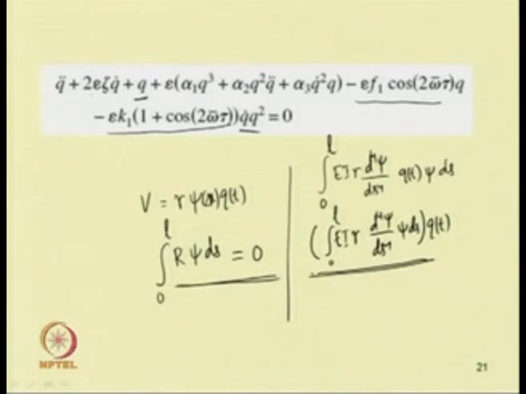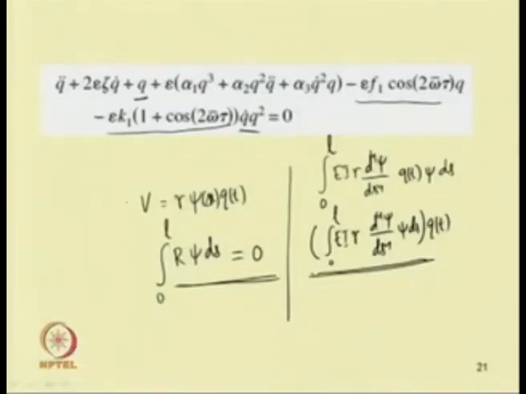So, in this way one can derive the governing temporal equation of motion of the system. In this class I told you how one can use the D'Alembert principle to derive the equation of motion, and then apply the Galerkin method to convert that governing partial differential equation to its temporal form.